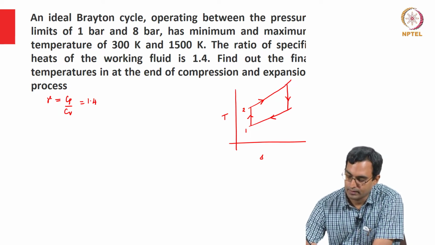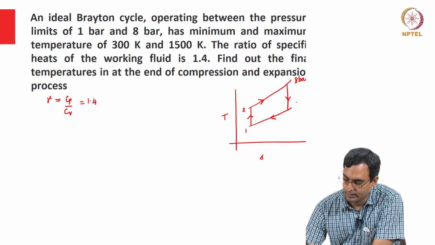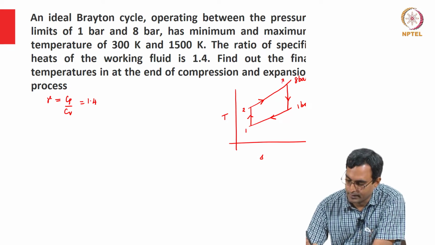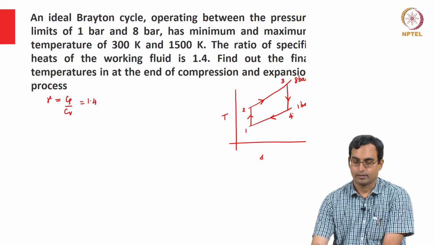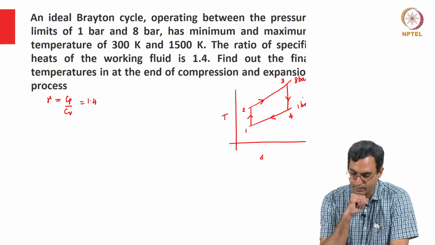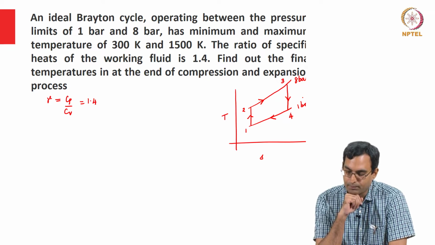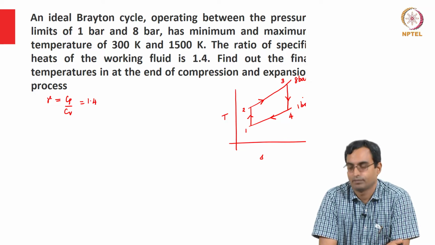So this is a constant pressure line. This is at 8 bar. This is another constant pressure line at 1 bar. This is some 3 and some 4. So it says the pressure limits are 1 bar and 8 bar. And the minimum and maximum temperature is 300 Kelvin and 1500 Kelvin.